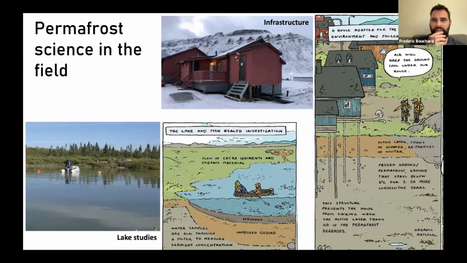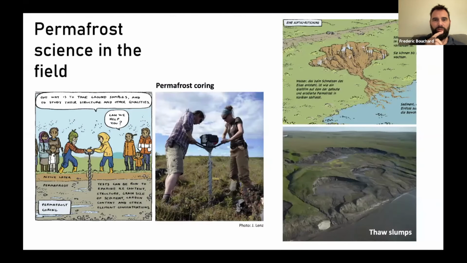For example, the buildings on the right, or lake studies on the bottom left here. And next slide, please. You're going to see also some illustrations of what it is to work in the field. For example, permafrost coring on the left, and you see also some thawing processes on the right, what we call thaw slumps. So again, it was kind of an iterative process between the science team and the artist.